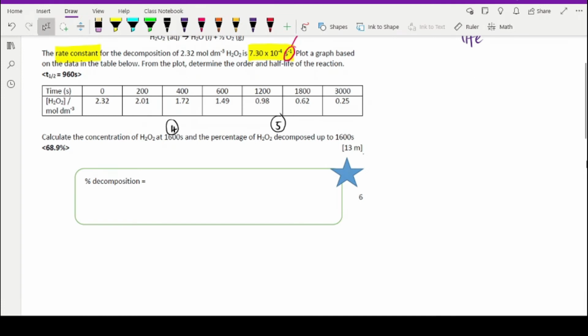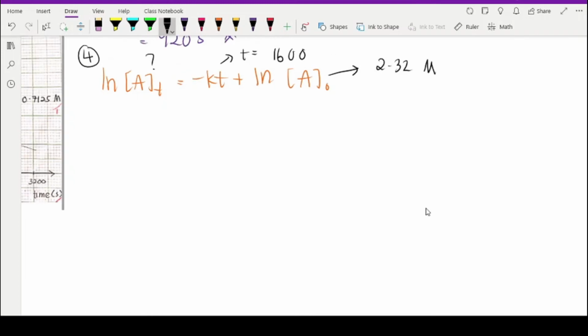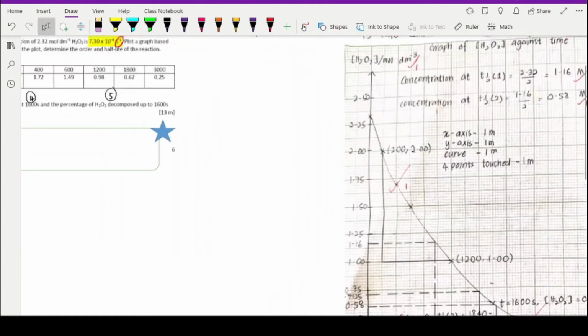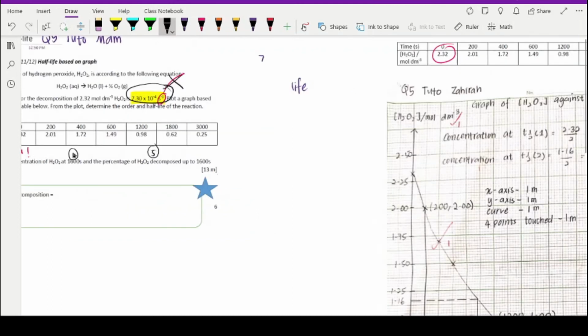The fourth question is to calculate the concentration of H2O2. So when the question asks you to calculate, it means we have to use formula. So for the fourth question, we need to find At. You are already given t, which is 1600, and your A naught would be 2.32 molar. What about your k? Can we just use this value of k? No. We need to find k by using the graph.